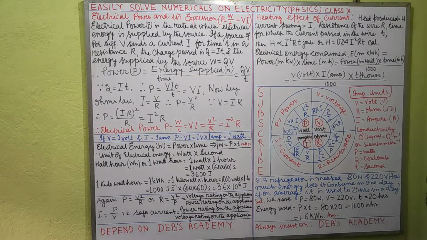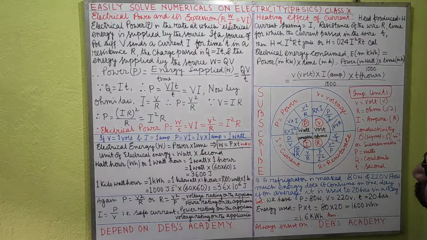If a source of potential difference V sends a current I for time t in a resistance R, the charge passed Q equal to I into T. I is current and T is time. And the energy supplied by the source is W. Energy means work done. W equal to Q into V. Q is charge and V is volt, the potential difference.